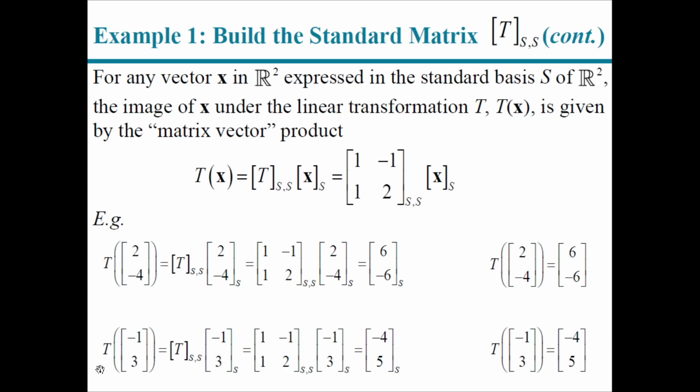Another example, if I apply the linear transformation to a vector (-1, 3), how do I do it? I multiply simply the standard matrix by the coordinates of the vector in the standard basis, which is the same as the vector, do the product, and I get the coordinates of the image in the standard basis, (-4, 5). Again, for a vector, its coordinates in the standard basis are the same as the components of the vector. So the image under the linear transformation of the vector (-1, 3) will be the vector (-4, 5). It's very simple and straightforward.